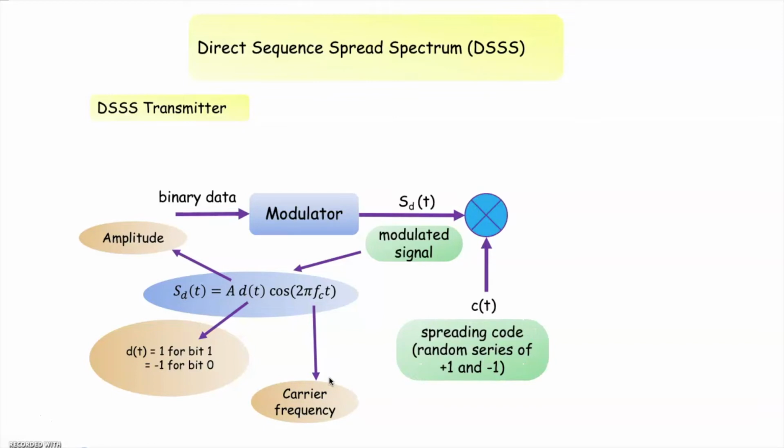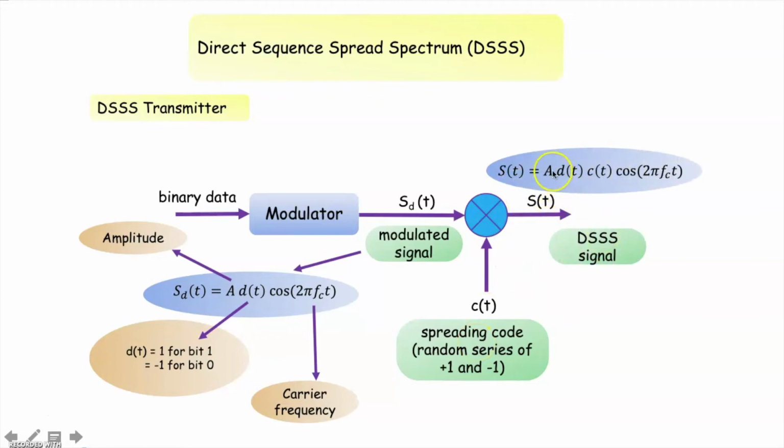This modulated signal is multiplied with a spreading code as shown here, which will generate a signal s(t) given by this expression, which is known as the DSSS signal. Now this signal is being transmitted by using an antenna.